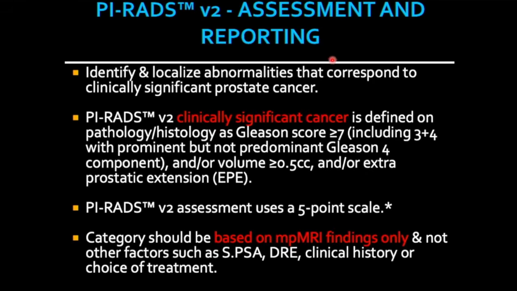The assessment and reporting system was used basically to identify and localize abnormalities that correspond to, again, clinically significant cancer. So this is what the definition of clinically significant cancer was. It's defined on pathology or histology as Gleason scores greater than or equal to 7. And this basically divided the gland architecture into one which is looking absolutely distorted to less distorted. So the more distorted or the more abnormal it is, the higher Gleason score you could get.